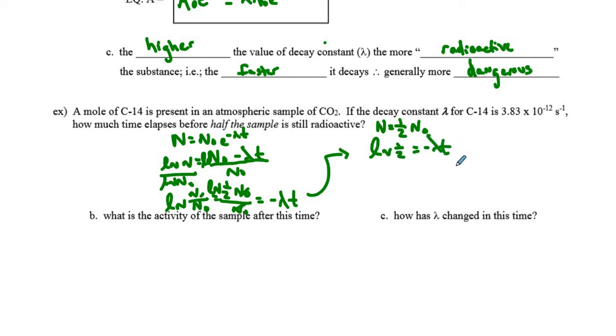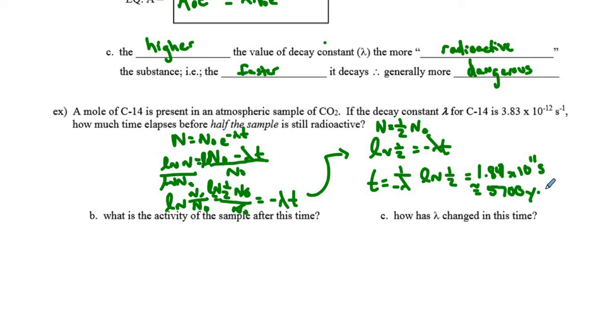Solving this for t, I get 1 over the inverse of lambda is equal to the natural log of 1/2. So if you go through and plug in for your lambda, check my math on this, but I got a value of 1.8 times 10 to the 11th seconds. If you convert this into years, it is approximately 5,700 years.